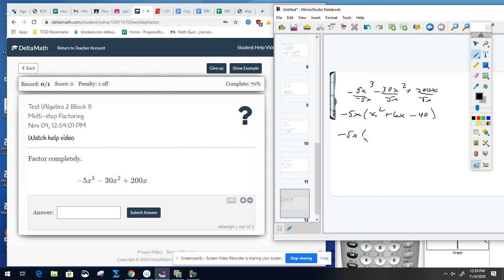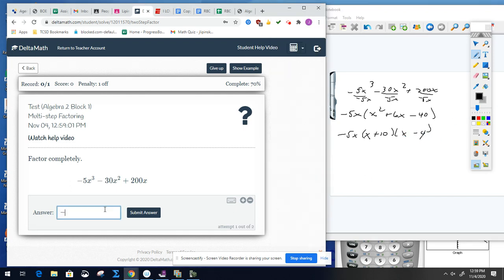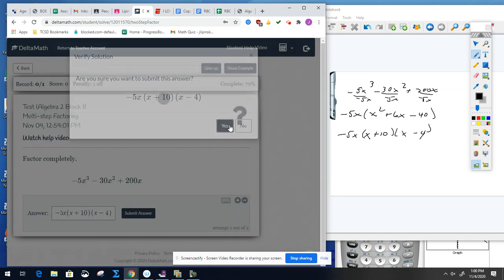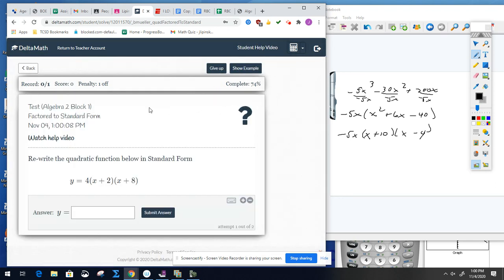And then now I'm going to find two numbers that multiply to negative 40 and add to positive 6. So that would be x plus 10, x minus 4. So again, when I put this in there, negative 5x, x plus 10, x minus 4. And you can't put x minus 10, x plus 4, because that would give you the wrong thing there. But it doesn't matter if you put the x minus 4 first or the x plus 10 first when you do this. It should give you the correct answer, and it does.